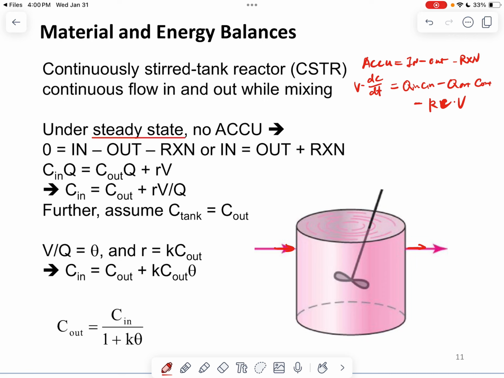So if it's under steady state, it means that the concentration is not changing as a function of time in this system. So what that means is that the concentration in the tank, the concentration upstream of the tank, and the concentration downstream of the tank are not time dependent, right? If they're not time dependent, then you're going to have this term equal 0. So you're just going to have in minus out minus reaction equals 0.